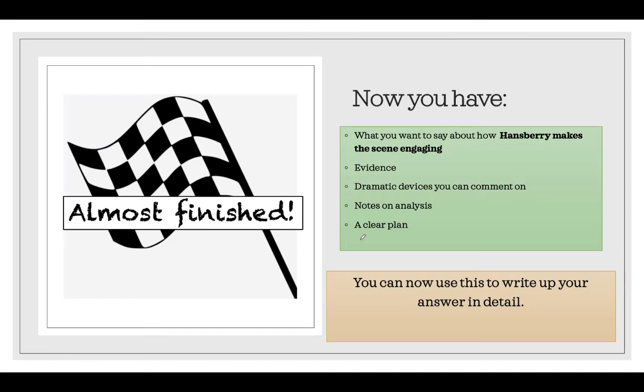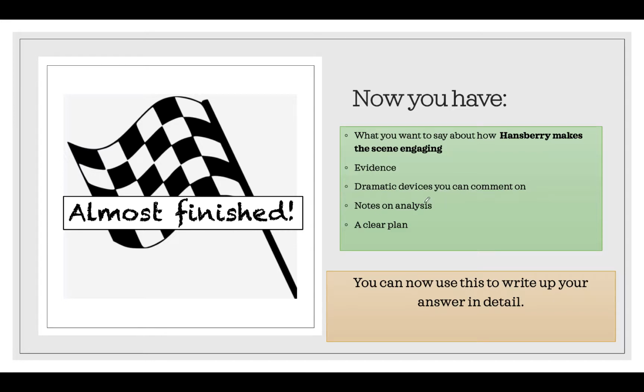Okay, so now you have gone through the extract, you have a pretty good idea of what you want to say about how Hansberry makes a scene engaging. You should at this point have a lot of evidence at your disposal. You should have several quotations that you've highlighted, that you've annotated, and that you can then use within your essay. You should have a range of dramatic devices that you can comment on. Notice as I was going through the extract, I was pulling those out, reminding myself what the name of that method was, if it's a stage direction or if it's an entrance or an exit.